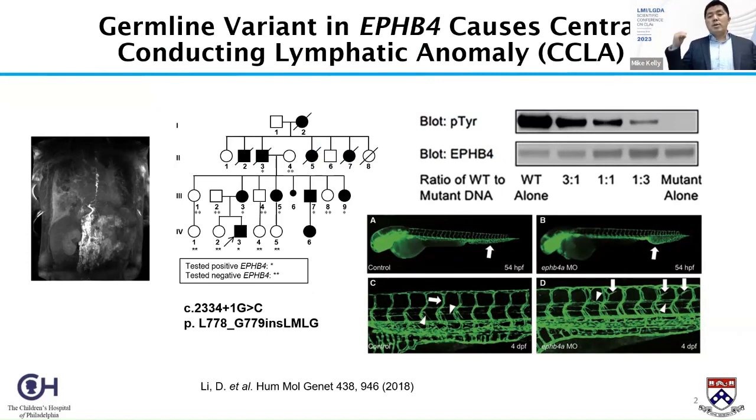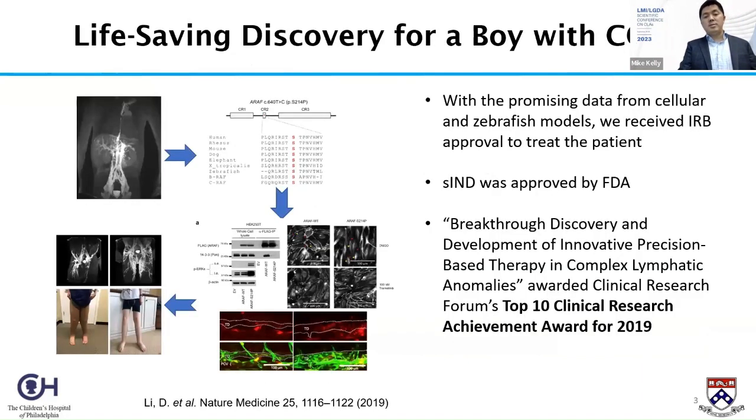But anyway, we modeled this variant in our cellular model. In the zebrafish model, we confirmed this is a pathogenic variant, and then we published the paper. And very soon after, we identified a somatic cause for the central conducting lymphatic anomaly. In 2 patients, we identified exactly the same ARAF variant.